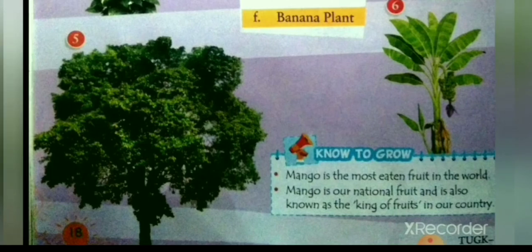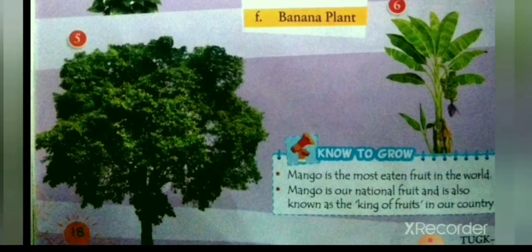The sixth picture is banana plant. Banana plant is the largest herbaceous flowering plant. Banana plant has a false stem which is made by the lower part of the leaves. Banana plant can grow in any weather condition. Banana fruit is liked by everyone. We will match the sixth picture with F, banana plant.